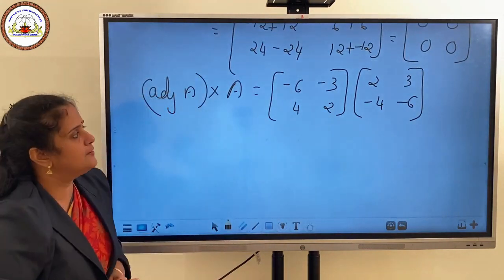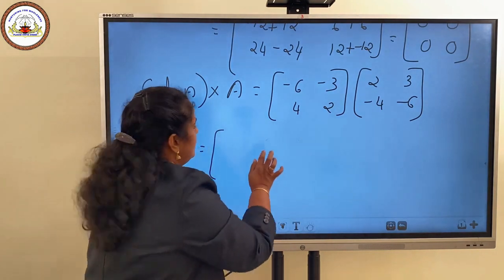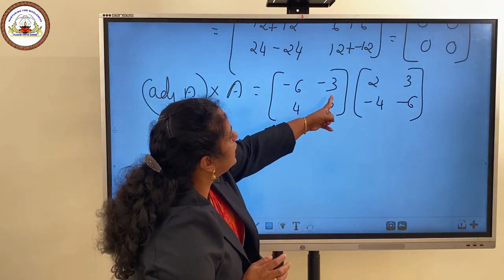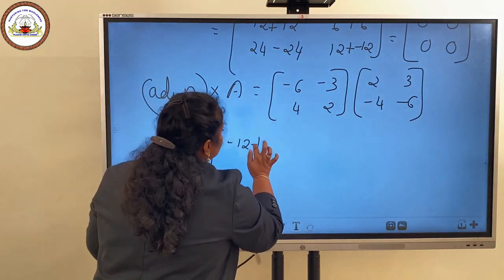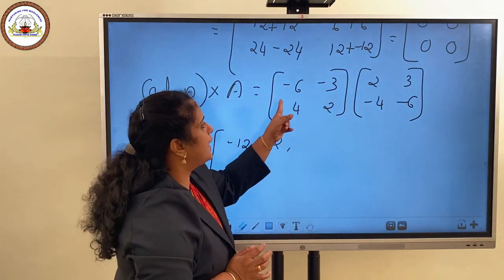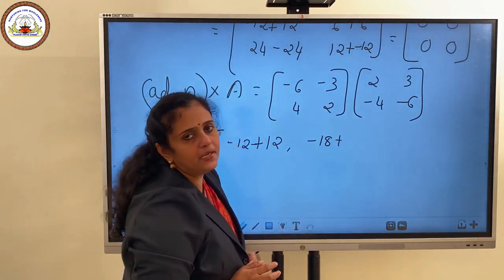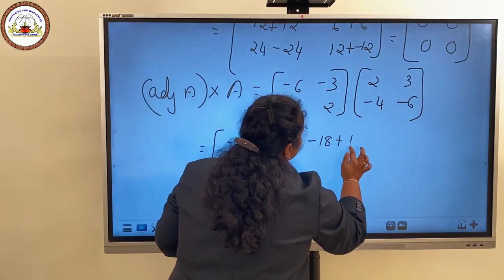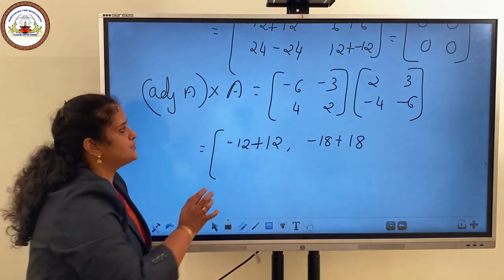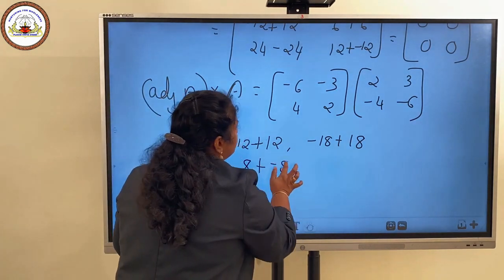Take the first row into first column. That is minus 6 into 2, minus 12, plus minus 3 into minus 4, that is 12. The second element is first row into second column: minus 6 into 3, minus 18, plus minus 3 into minus 6, that is also 18. Then the second row into first column: 4 2s are 8, plus 2 into minus 4, minus 8.